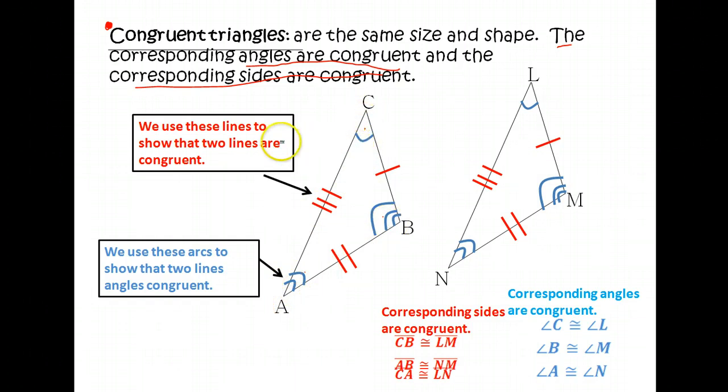So when we talk about corresponding angles are congruent, we mean the angles in the same place in the figure are congruent. So as we have down here, angle C would be congruent to angle L. Angle B would be congruent to angle M, as they're marked there. And angle A would have to be congruent to angle N. So in order for those two triangles to be congruent, that is the case. Our corresponding sides are also congruent.